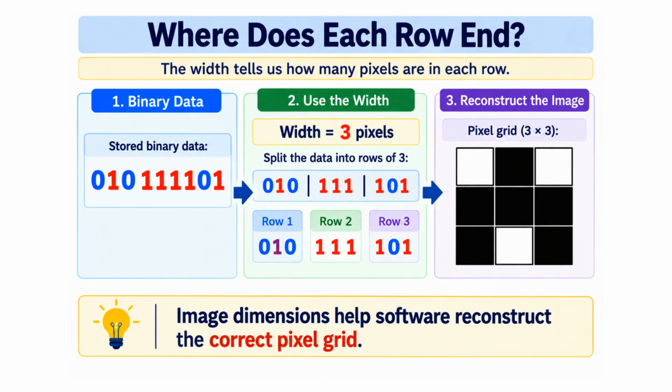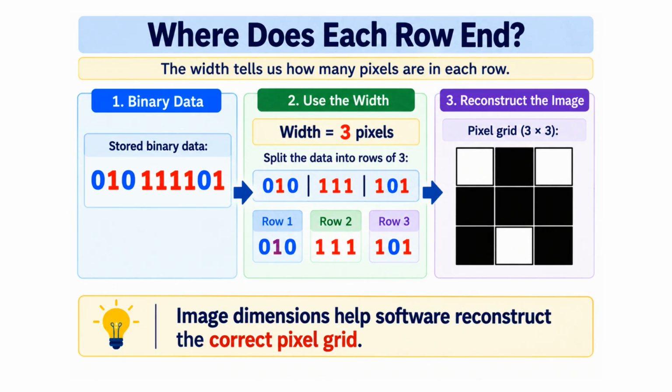This is why the image width is important. Here, the stored binary sequence is 0, 1, 0, 1, 1, 1, 1, 0, 1. We are told that the image is 3 pixels wide. So the computer splits the binary data into groups of 3. The first row is 0, 1, 0. The second row is 1, 1, 1. And the third row is 1, 0, 1. These rows can then be placed together to reconstruct the original 3 by 3 pixel grid.